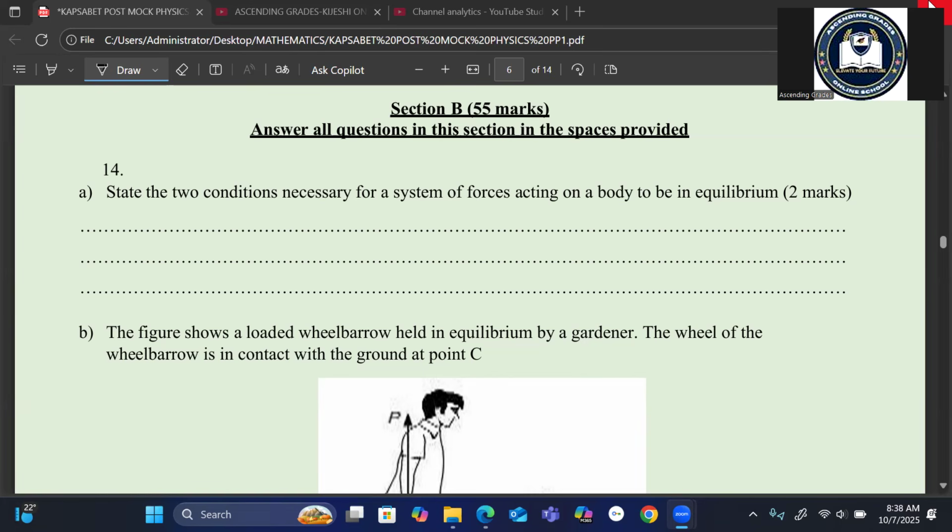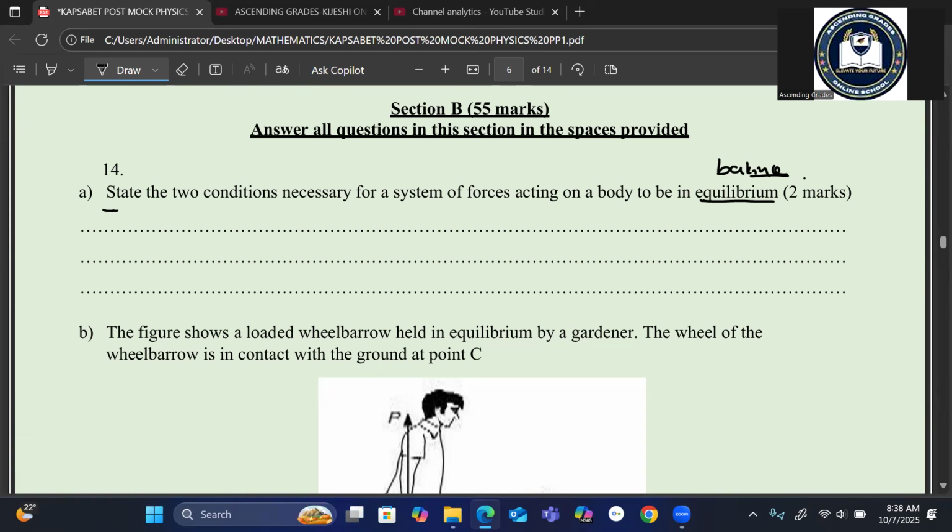Then you are told question 14, section B: state two conditions necessary for a system of forces acting on a body to be in equilibrium. We know that this is all about equilibrium, an issue of balance. So we need to look at the issue of a body having a balance.